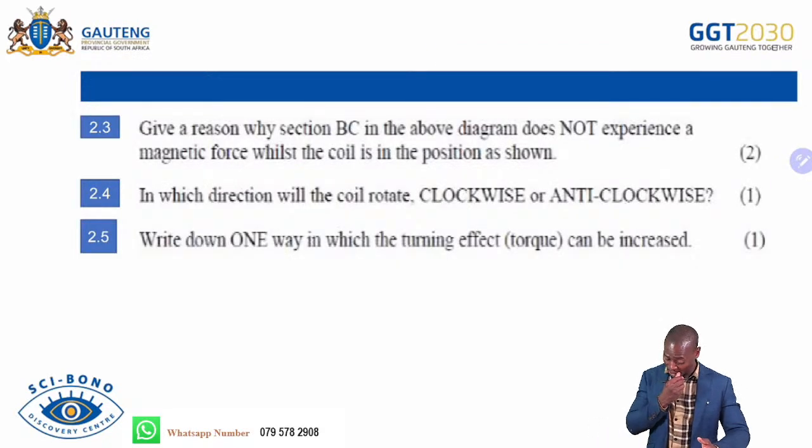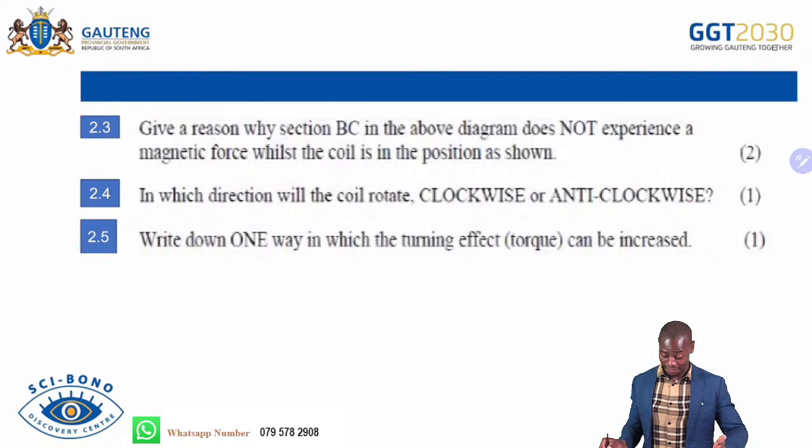Then in which direction will the coil rotate? Clockwise, anti-clockwise? To get that, use your Fleming's left-hand rule because this is the motor. Use Fleming's left-hand rule, then you'll be able to get the direction. Right. Write down one way in which the turning effect can be increased. How can you increase the turning effect here? How can you increase the speed of rotation of the coil?